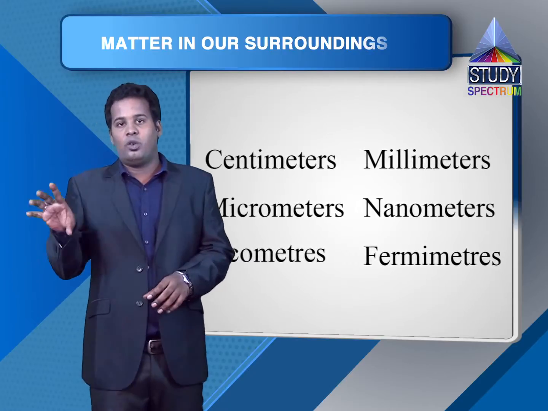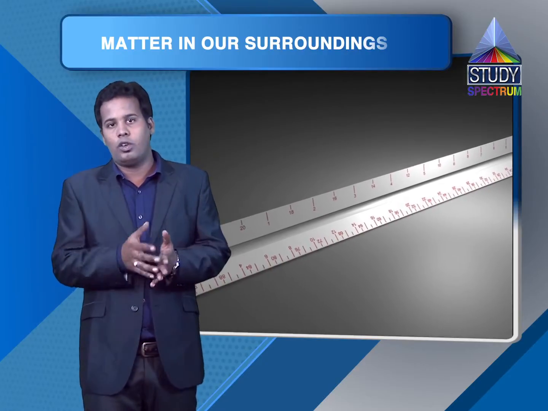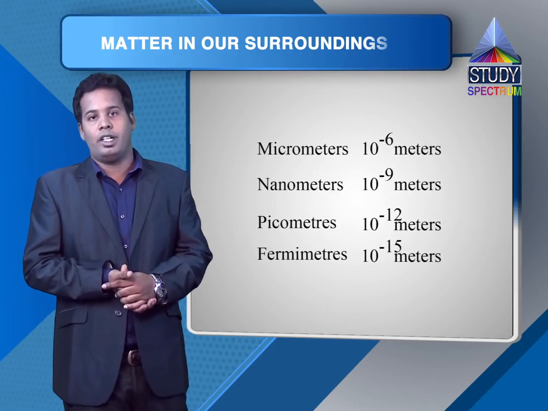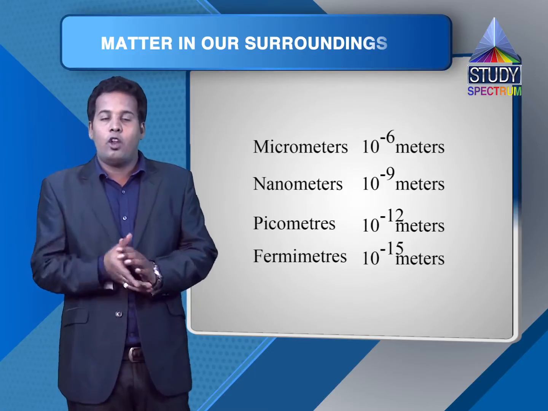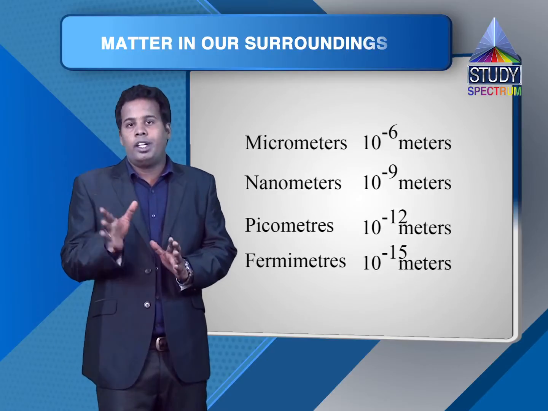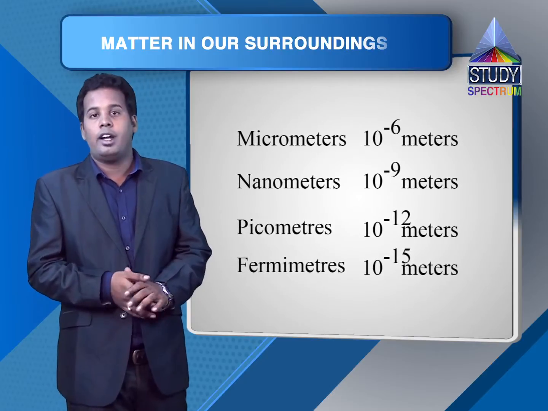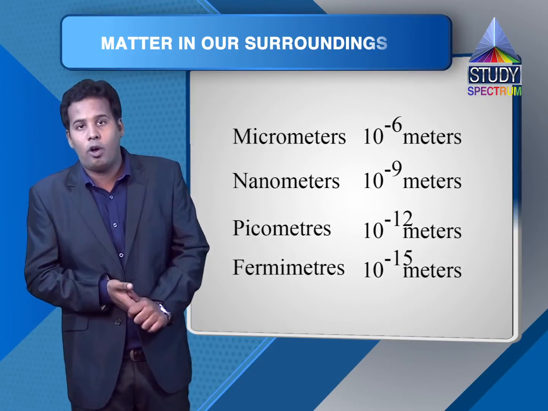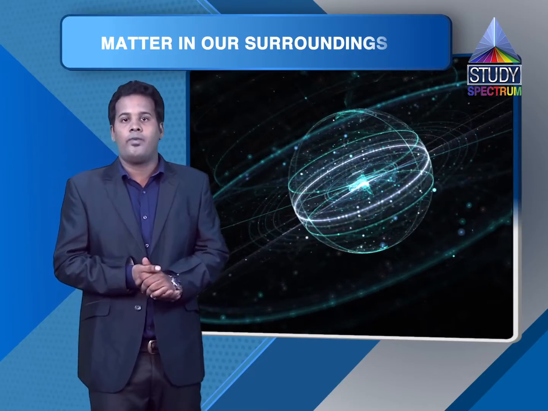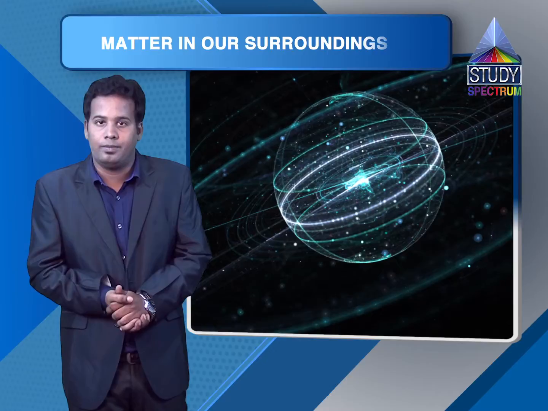Now I have taken names of so many units, but what are these units? Centimeters obviously you know, millimeter obviously you know, you can see on your ruler scale also. Micrometer means 10 to the power of minus 6 meter. Nanometer, nm, means 10 to the power of minus 9 meter. Picometer, pm, means 10 to the power of minus 12 meters. And fermimeter, fm, means 10 to the power of minus 15 meters. Just imagine how small that size is. That is why we cannot imagine how small, how fine a particle of a matter can be.